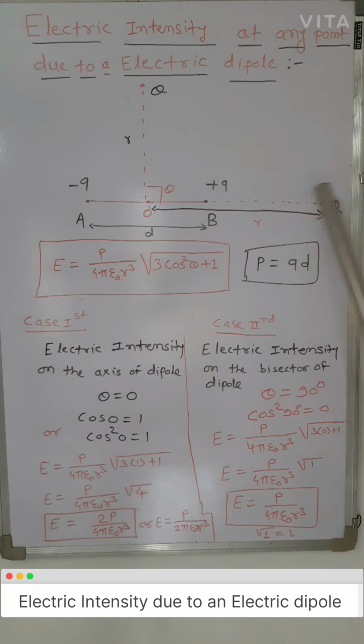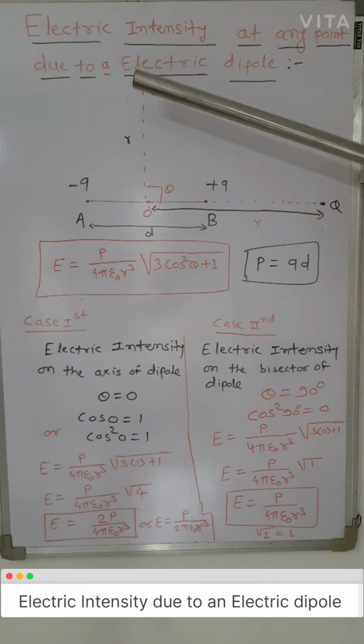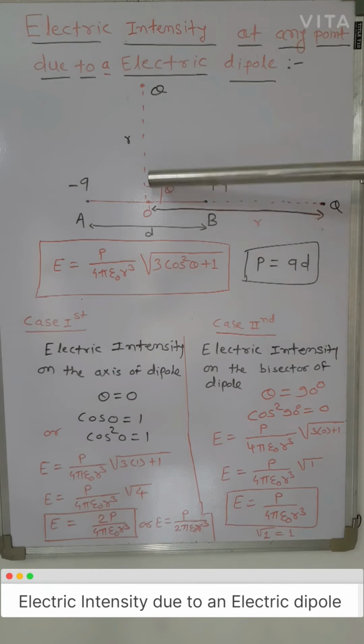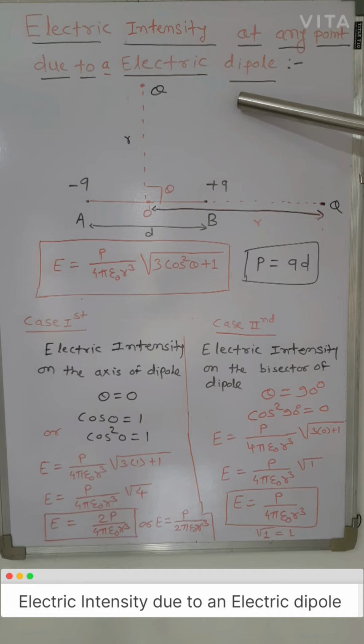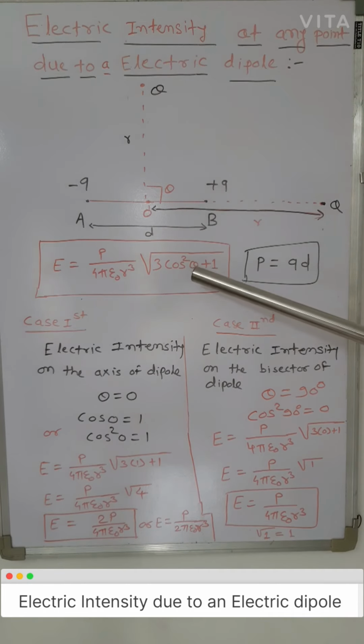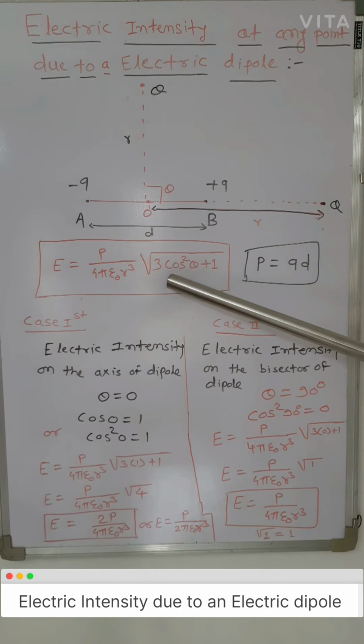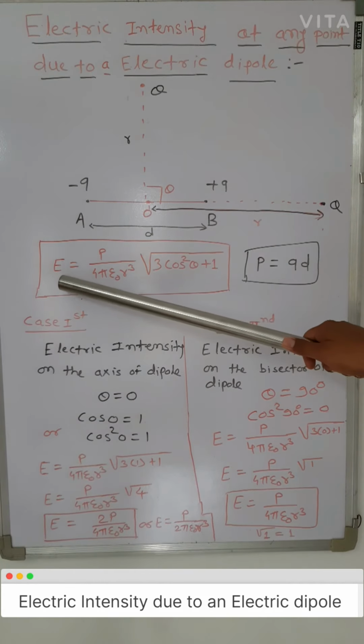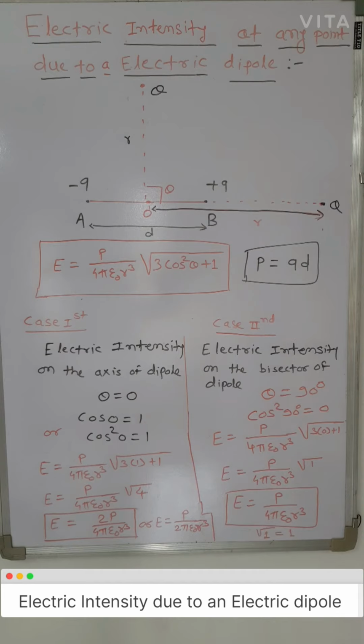We just vary the distance, so r just varies. In this way we can calculate the electric field intensity along the axis as well as along the bisector. If we take the point Q at some other position, we just take the angle theta, put the value of that theta in the formula and calculate. So easily we can calculate the electric field intensity at a certain angle.